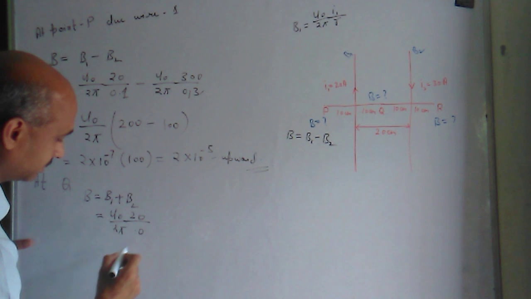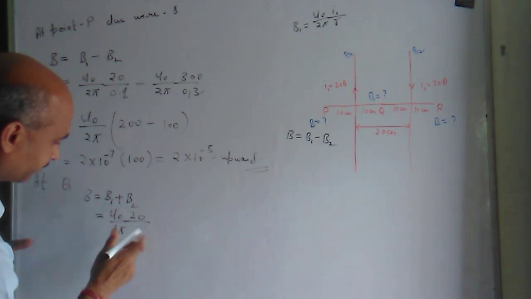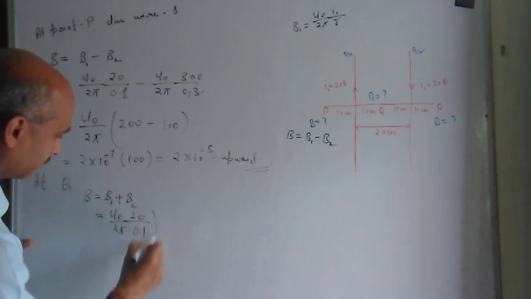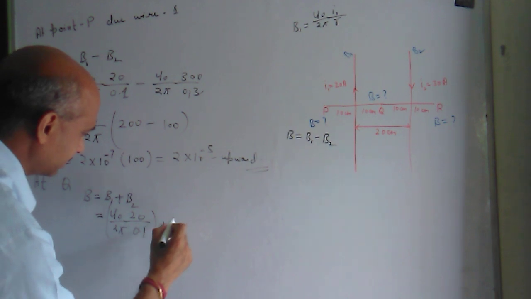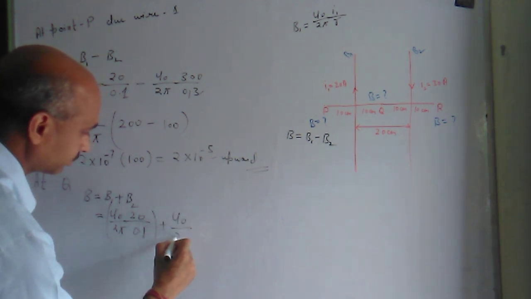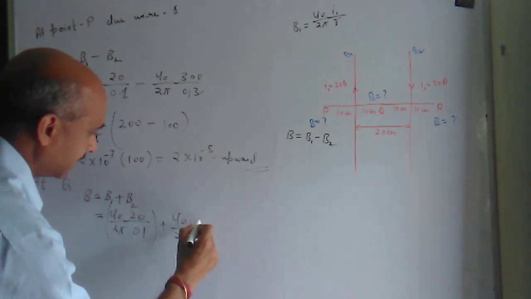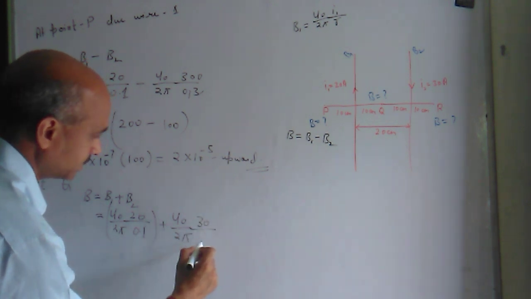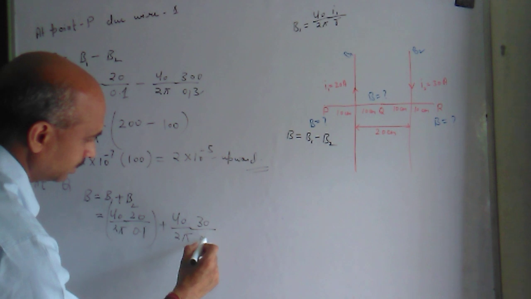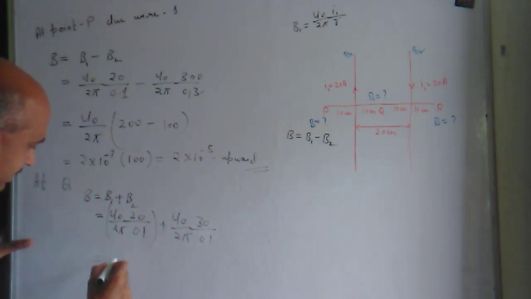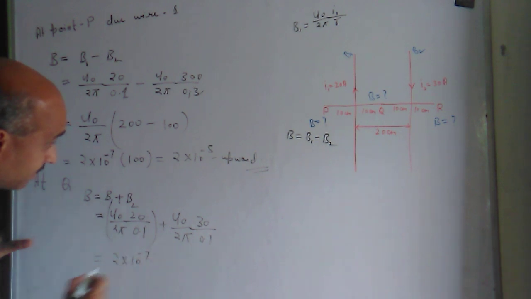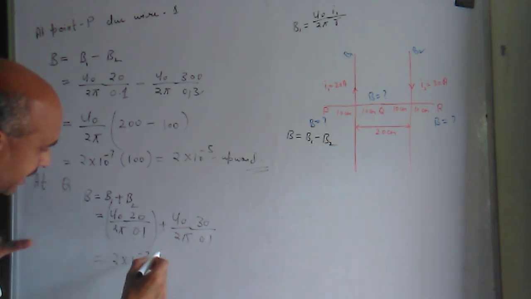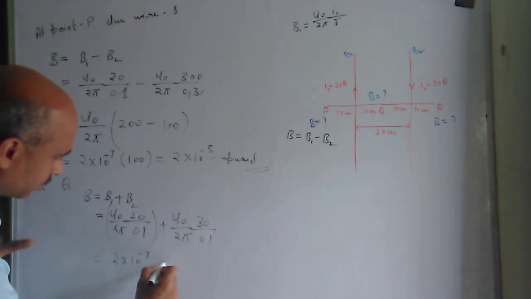R is how much? It is 0.1 from wire 1, plus mu 0 upon 2 pi, and it is how much? It is 30, and the distance is how much? It is 0.1 again. So on adding this, mu 0 की value डाल दो, 2 into 10 की power minus 7, मैंने values डाल दी हैं उसकी, and we are left with 200.